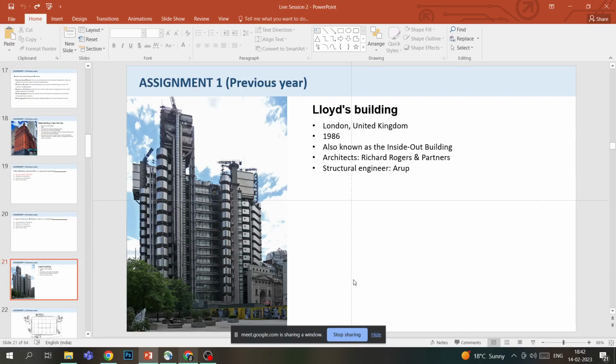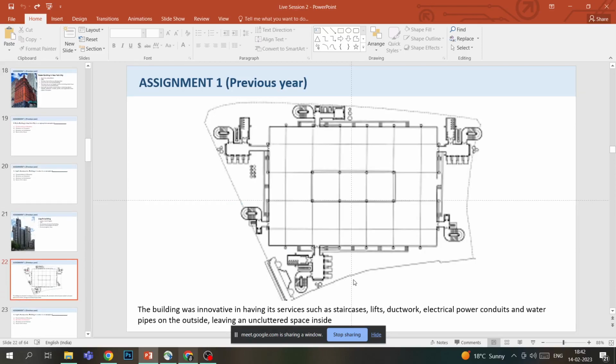Why is it called the inside out building? Because they made the entire inside of the building free of all services, and they put all the services outside: all the staircases, all the ducts, all the services were outside, and the entire inside plan was free of any obstruction. So this is the plan of Lloyd's building. It was innovative because of this idea. As you can see, the plan is all very free. It is a grid plan, and it is all very free because all kinds of services have been placed on the outside.